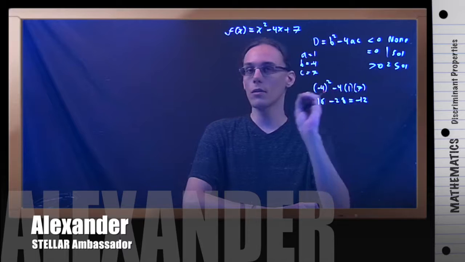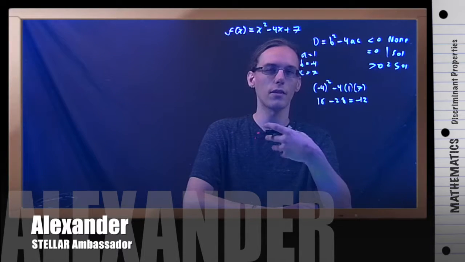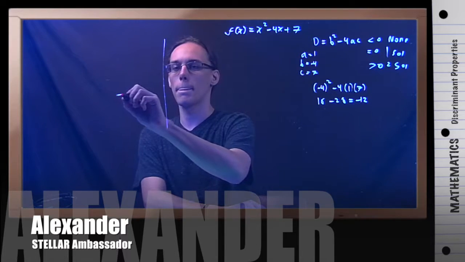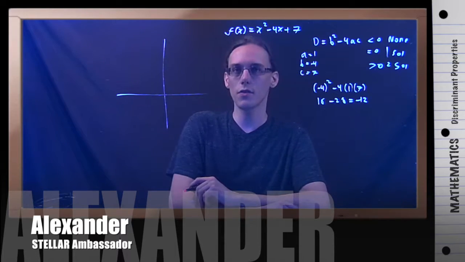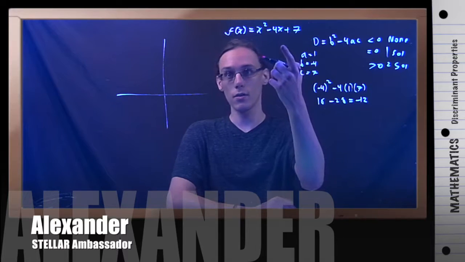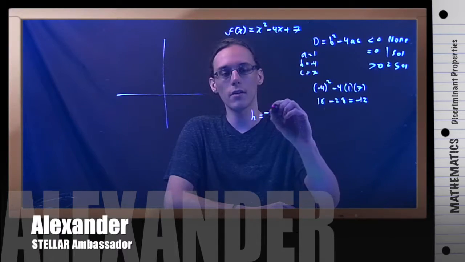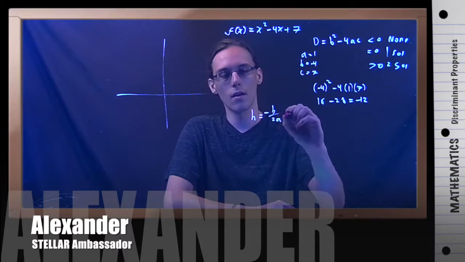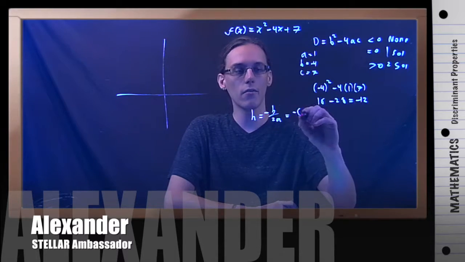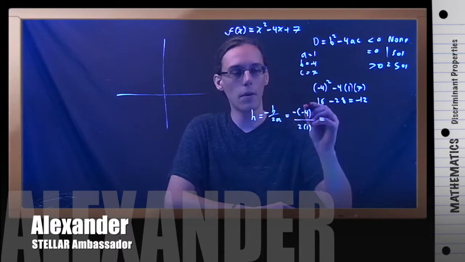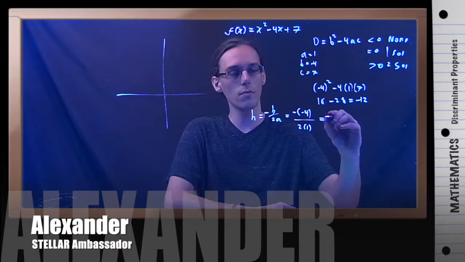Now, we've done what the question asked, but let's go ahead and graph it and see what's going on. So first things first, I should find the vertex for this. So I will go ahead and use the vertex formula. h is equal to -b over 2a. And if I do that, I'm going to have -4 over 2 times 1. That's a +4 over 2, which is just 2.